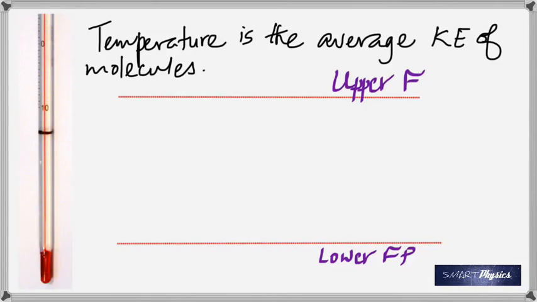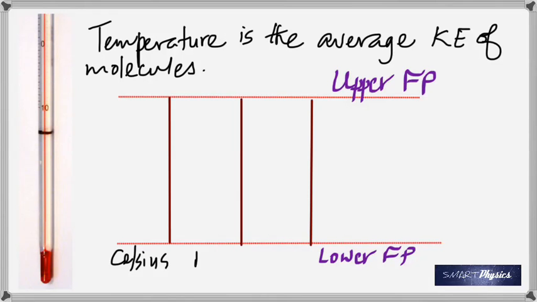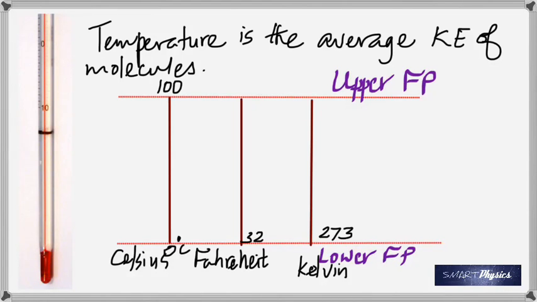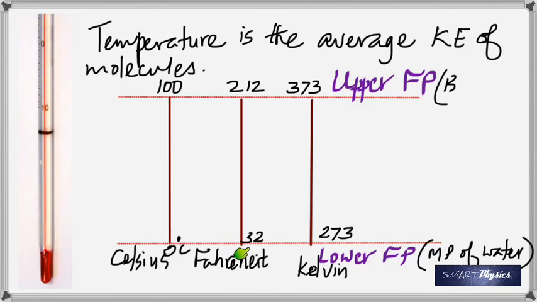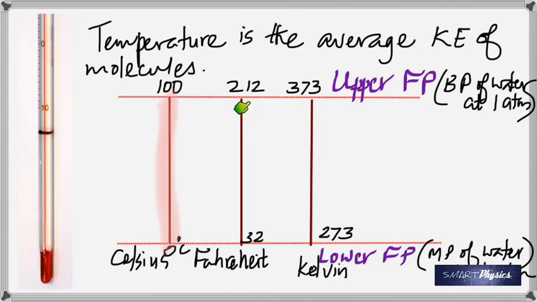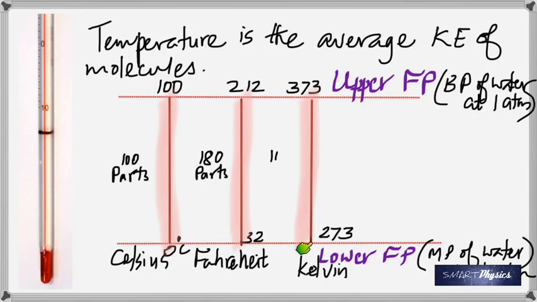On the Celsius scale, or the centigrade scale, as it was called back then, this is taken as 0 degrees Celsius. So the melting point of ice is 0 degrees Celsius. The boiling point of water is 100 degrees Celsius. But on the Fahrenheit scale, the melting point of ice is 32. The boiling point of water is 212. On the Kelvin scale, it's 273. That's the melting point of ice. 373 is the boiling point of water. So there you see the difference.